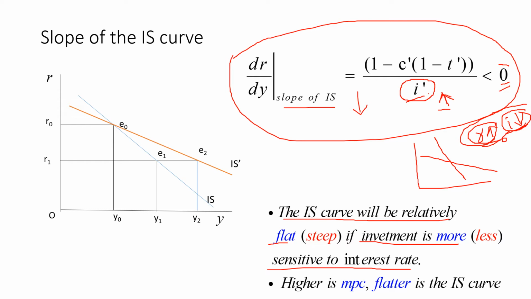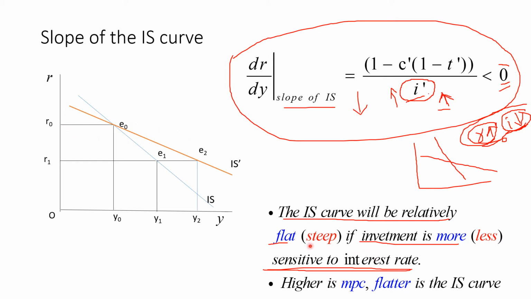Therefore, a more responsive investment function, or more sensitivity of investment with respect to the interest rate, means a higher value of I prime. Because I prime is in the denominator, a higher value of I prime means the slope is lower, the whole value is lower. And as you know, if the slope is lower, the curve is flatter, more flat like this. The higher the I prime, the more flat it is going to be.